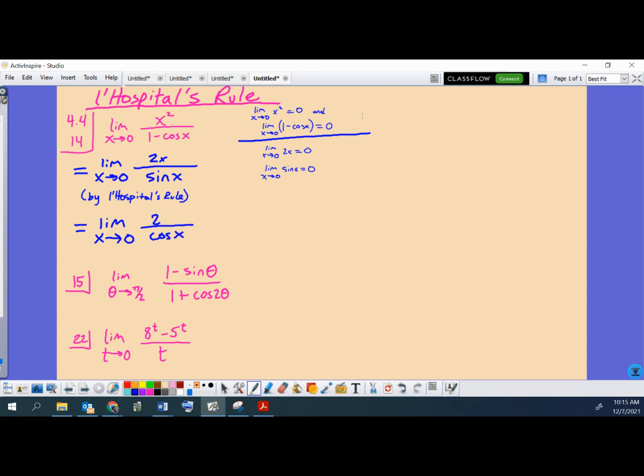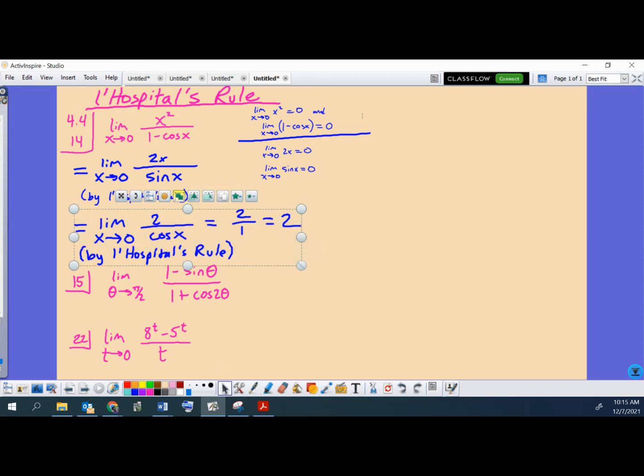And again, we're just going to take the derivative on top, derivative on the bottom, and now we're in business. Now we can just plug in 0 for x, and we get 2 over cosine of 0, which is 1, and the answer is 2. That is the answer to this problem. Again, I'm going to write "by L'Hopital's rule" one more time here, because we used that again. Better to be thorough than not, especially when a problem says justify.